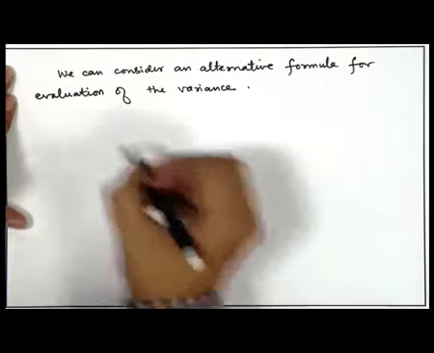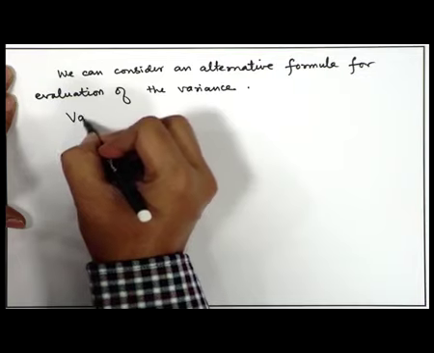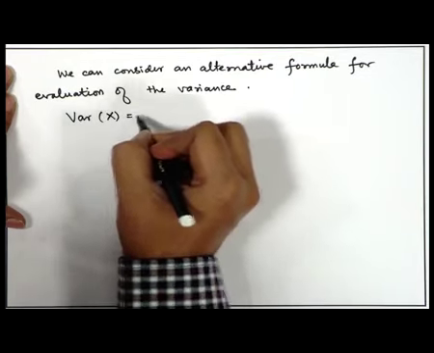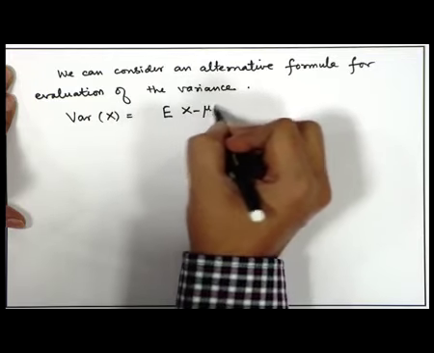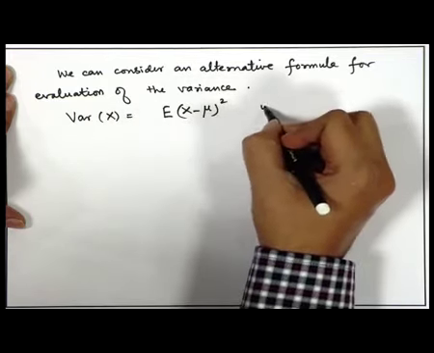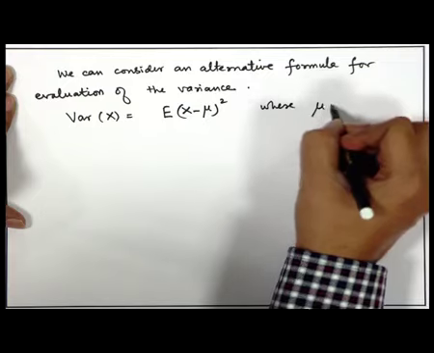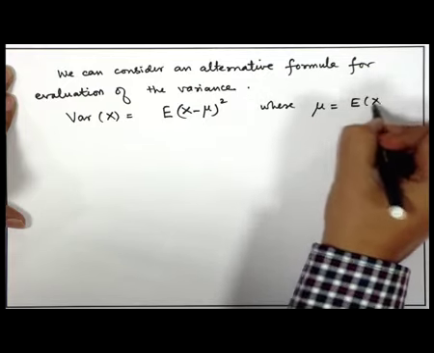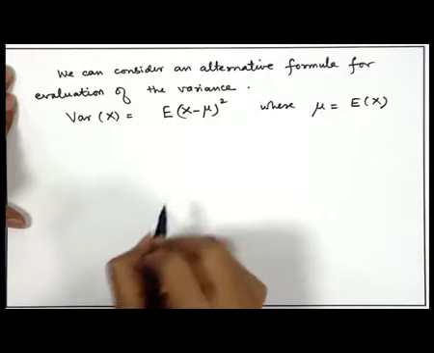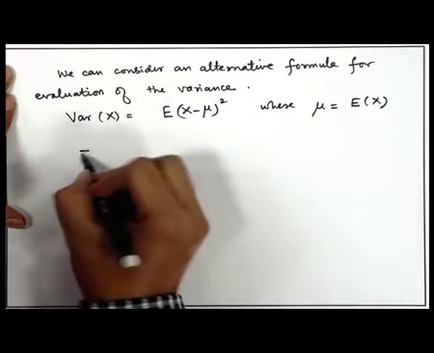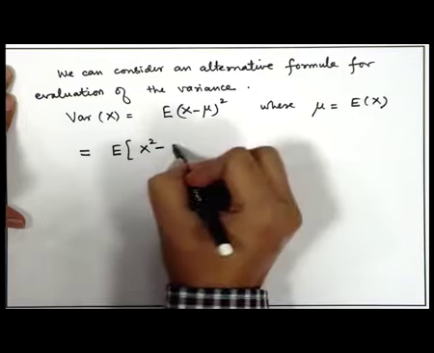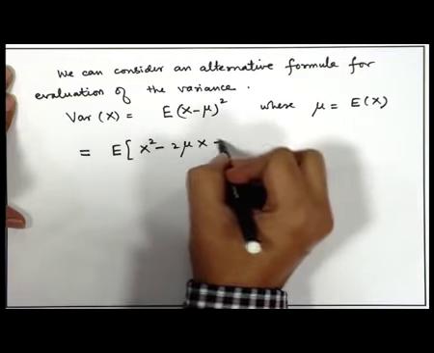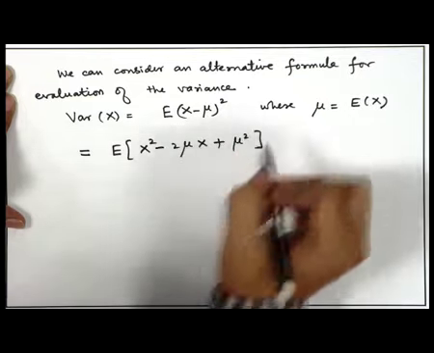So, let us consider what formula I wrote. I wrote variance of x is equal to expectation of x minus mu square, where mu itself denotes the mean of x or the expectation of x. Let us expand it. So, this is equal to expectation of x square minus 2 mu times x plus mu square.